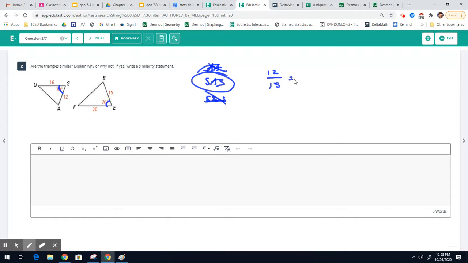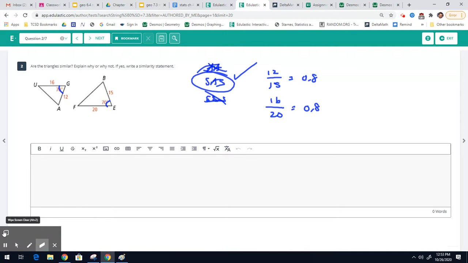Well, what's 12 divided by 15? You can do it as a fraction or a decimal. I'll just do it as a decimal real fast. It's 0.8. So now do 16, the bigger side from the triangle on the left, to 20, the bigger side to the triangle on the right. And let's divide. And that's also 0.8. So these sides are in proportion. What this means is these two triangles are similar by side, angle, side.